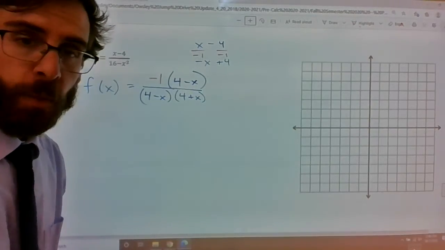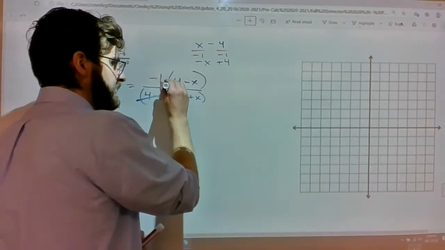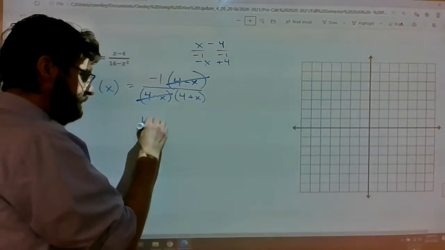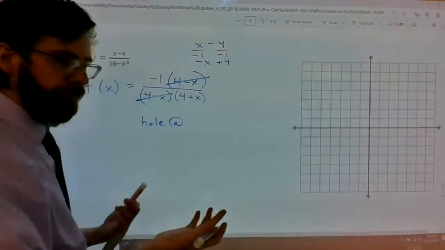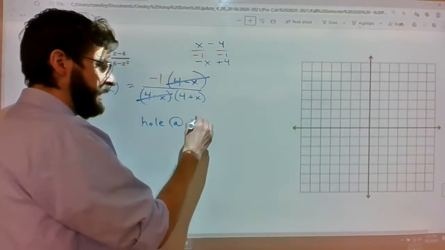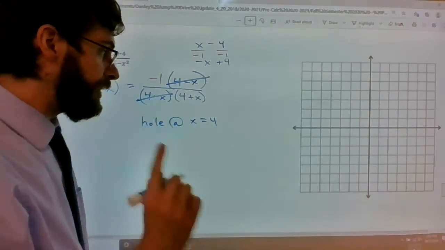All right, we have a factor that divided out. There is going to be a hole at wherever 4 minus x equals 0. Pretty sure it's 4 minus 4 equals 0, so it's x equals 4. Now what's the y value?